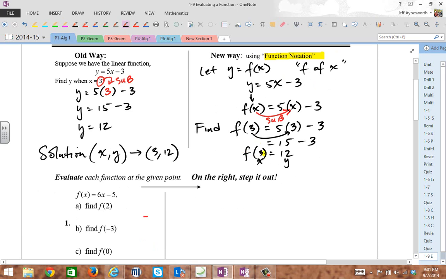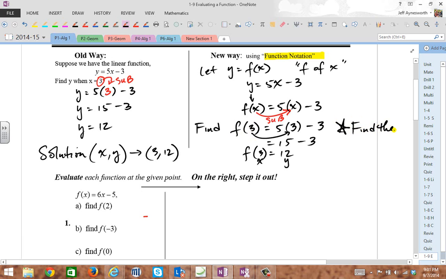And pay attention to how it's written, okay? And pay attention also to how it's said. All right, this is not f times 3. This is f of 3, which means find the value of the function at x equals 3. Find the value of the function at x equals 3. That's what this means. In fact, let me write that down here.